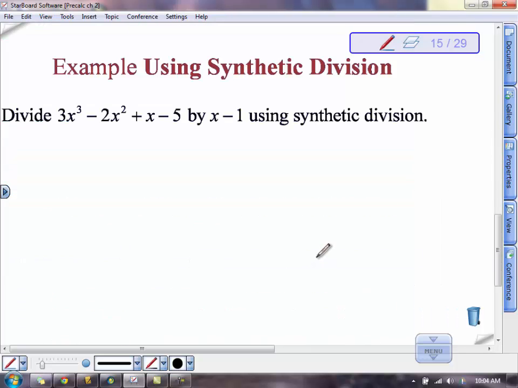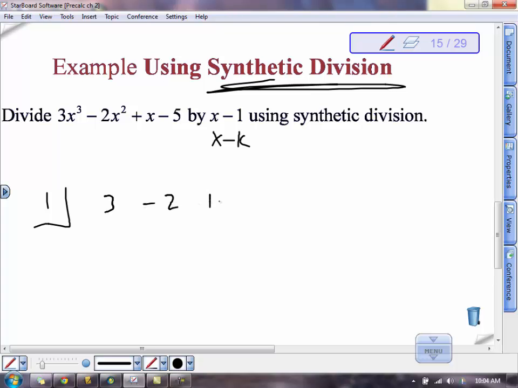Synthetic division is something that I think you learned also in Algebra 2, but you might need to brush up on it. It's a lot easier than long division. I'd recommend knowing this one for sure. Save you time. What you do is you put k here. This is x minus k. Again, k is 1. So we always put k right here, which in this case is 1. And then you put the coefficients here, 3, -2, 1, -5. Make sure it's in standard form. It is. The exponents are going down by 1 each time.